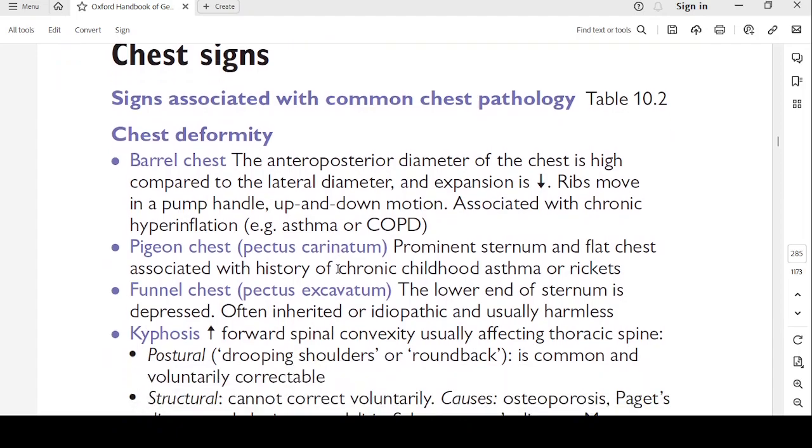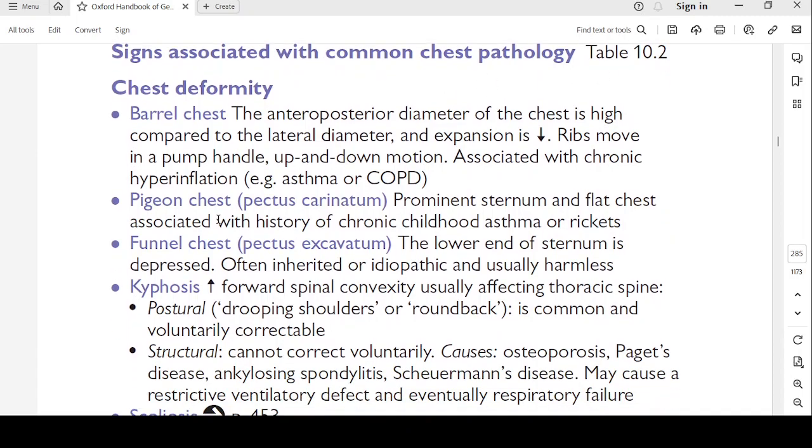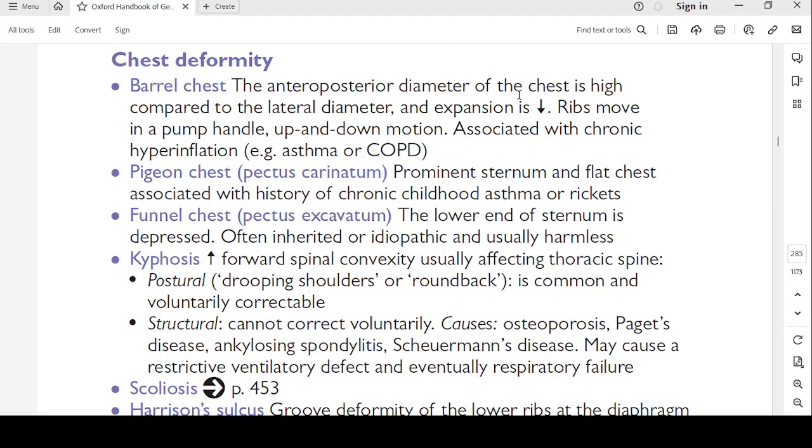Chest signs. So we have seen the symptoms of respiratory disease. Signs associated with common chest pathology are given in table 10.2. Chest deformity: barrel chest. The anterior posterior diameter of the chest is high compared to the lateral diameter and expansion is reduced. Ribs move in a pump handle up and down motion, associated with chronic inflation, that is asthma or COPD.